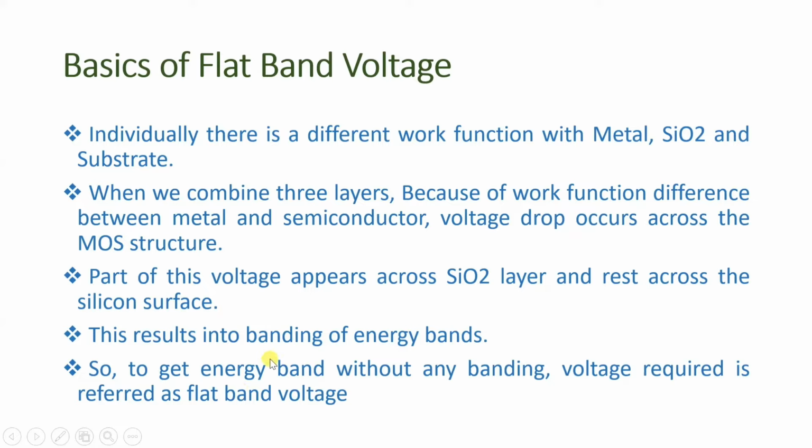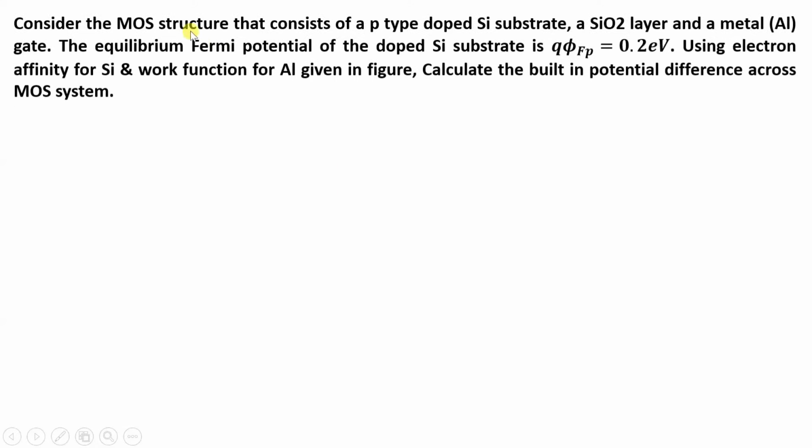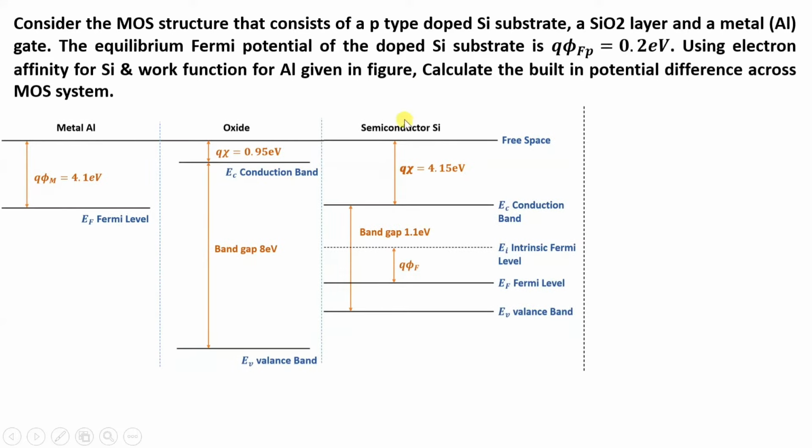Let us try to understand this with one example, so that it will further resolve your understanding. Here we have been given this question: consider the MOS structure that consists of a p-type doped Si substrate, a SiO2 layer and a metal gate made up of aluminium. The equilibrium Fermi potential of the doped Si substrate is given by QFP equals 0.2 electron volt. The electron affinity for silicon and work function for aluminium are given in the figure. So here we have been given this figure.